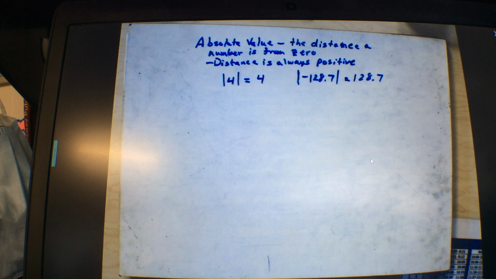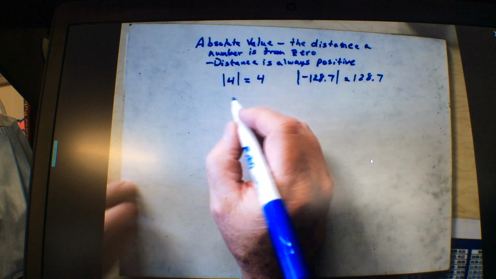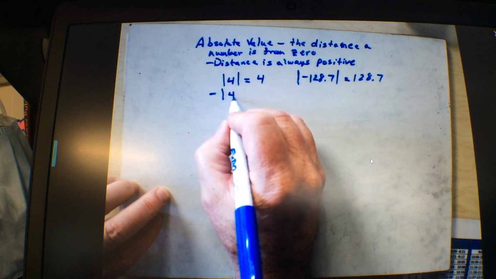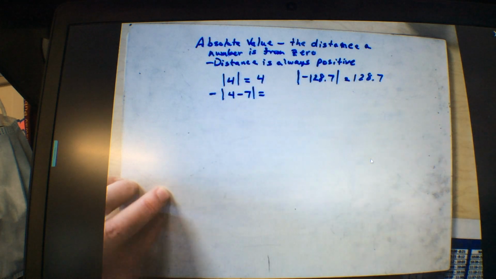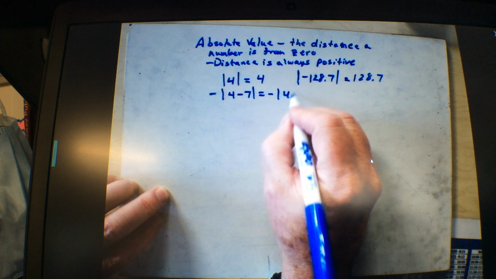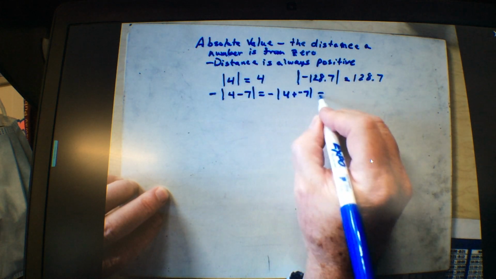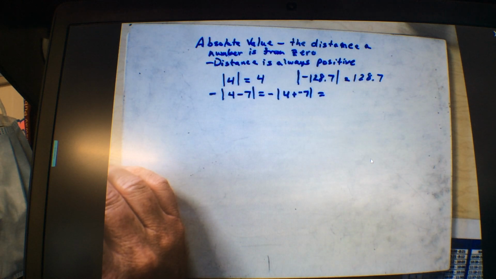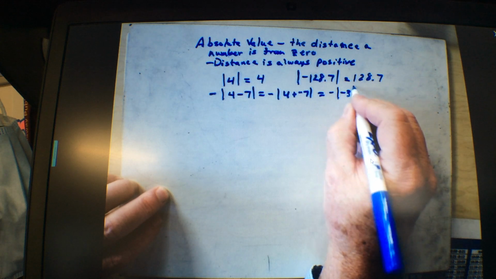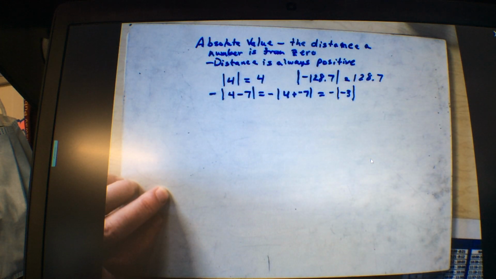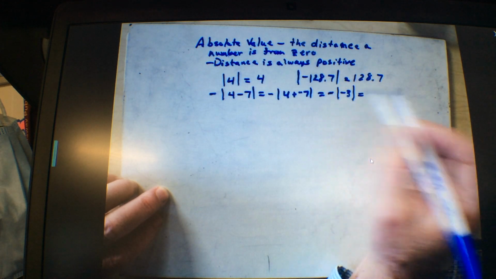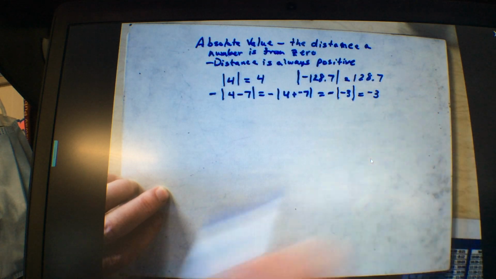Now, you've never seen this before, but what if I had a negative outside the absolute value, and I have 4 minus 7 inside the absolute value? Well, that is a negative of the absolute value of 4 plus a negative 7, correct? What is 4 plus a negative 7? It's a negative 3. So now I have a negative of the absolute value of a negative 3, correct? And what is the absolute value of a negative 3? 3, but I have the negative outside, right? So my answer is negative.